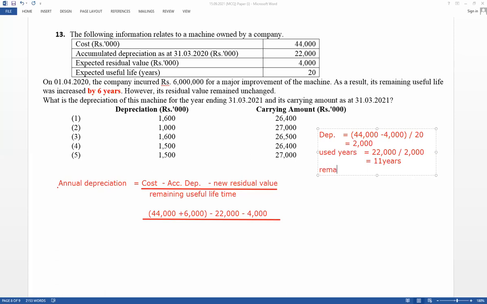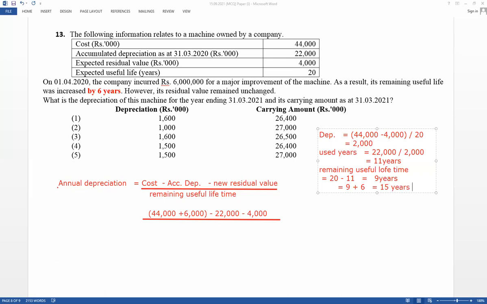Remaining useful lifetime is not given but can be calculated. 20 years available, already used 11 years. Therefore, remaining lifetime equals 9 years. As a result of the renovation, it has increased by 6 years. Here the remaining lifetime is 9 years, then increased by 6 years. Therefore, remaining lifetime equals 15 years.